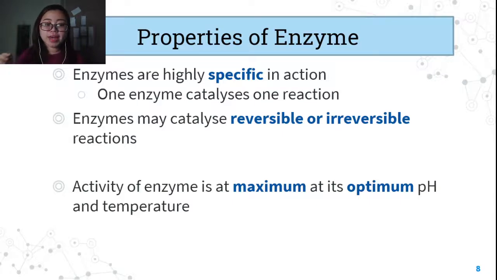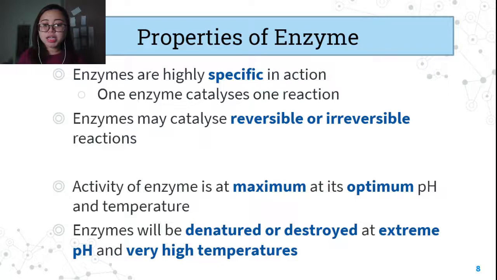The activity of enzyme will be at its maximum at its optimum pH and temperature. So setiap enzyme dia ada dia punya optimum pH dan optimum temperature. Maksudnya kalau dia sudah tercapai pH yang dia paling suka, rate of reaction paling tinggi. Kalau dia sampai suhu yang dia paling sesuai, rate of reaction dia paling tinggi.